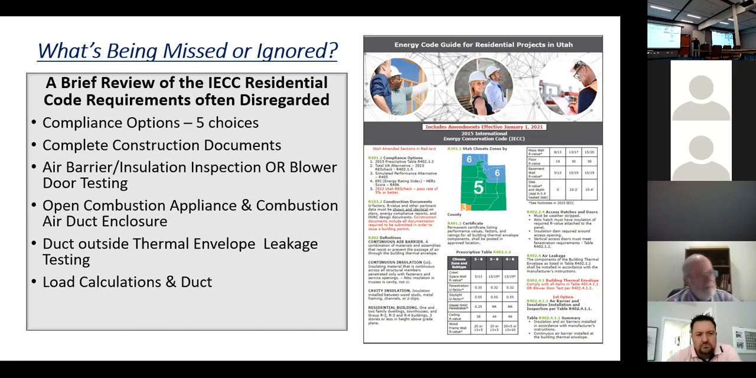So what's being missed? The number one thing being missed is that it hasn't been identified which compliance option they're going to use. So one of the five choices needs to be selected, and they're right here. And we're going to talk about them, but it's a prescriptive table. It's a REScheck. It's what we call a performance model, or taking that performance model to the next step, performance model on steroids, is the energy rating index. And then the fifth one is the Utah REScheck, which is a loophole that allows you to build a weaker home.